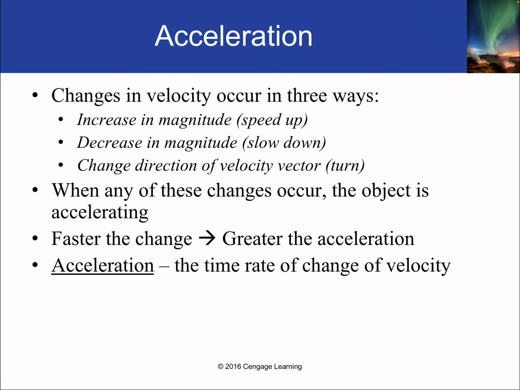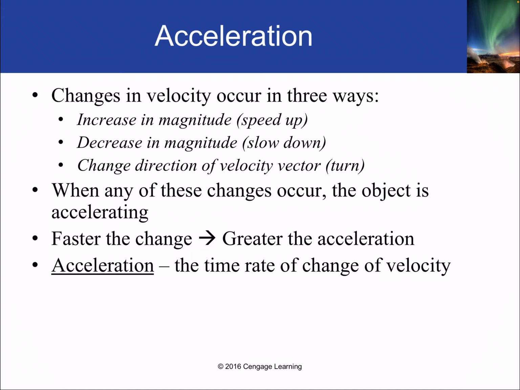Okay, let's go back to our PowerPoint and pick up where we left off, and that would be picking up with acceleration. So we can change velocity in one of three ways. First, we can increase the magnitude. So basically, you're speeding up. Secondly, you could decrease the magnitude. So car slowing down. Or thirdly, you could change the direction of the velocity vector. So you're basically making a turn in your car. So any of these three ways, independent of the other, you can actually change your velocity.